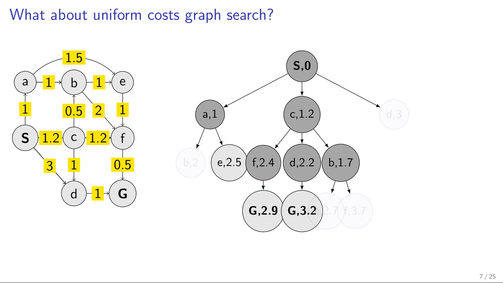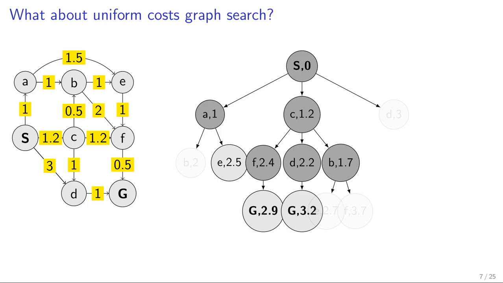You have to expand here. So this 1.7 is not on the frontier anymore, because we already expanded it. So the frontier was just this. We take this 2.4. We have 2.9. Okay, so we're doing better.